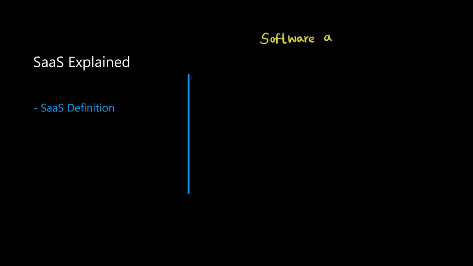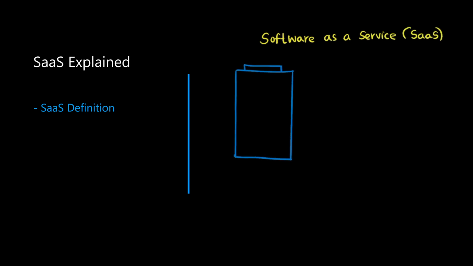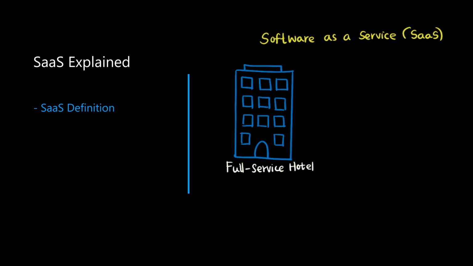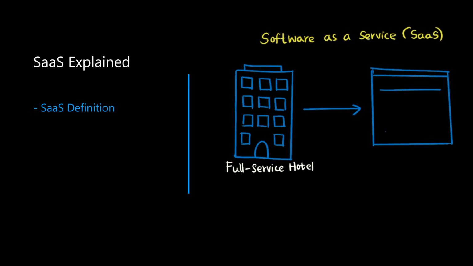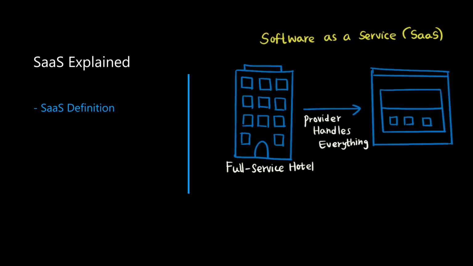Software as a Service, SaaS, represents the highest level of abstraction in cloud service models. In SaaS, the cloud provider manages everything: infrastructure, operating systems, middleware, applications, and even application configuration. As the customer, you simply use the application through a web browser or thin client. This is like staying in a full-service hotel where everything is provided and maintained for you. You just show up and use the facilities.